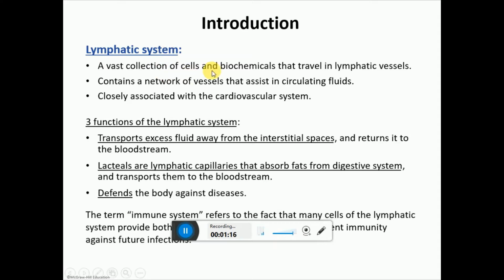So we have a whole network of lymphatic vessels. We also have lymph nodes, and we have the spleen. And as I mentioned, it's very closely associated with the cardiovascular system. So you'll see that most of the lymphatic capillaries and the lymphatic vessels are very closely related to the venous circulation. And then at the end, after all of the filtration is done, it'll dump all of that now clean lymph into the venous circulation.